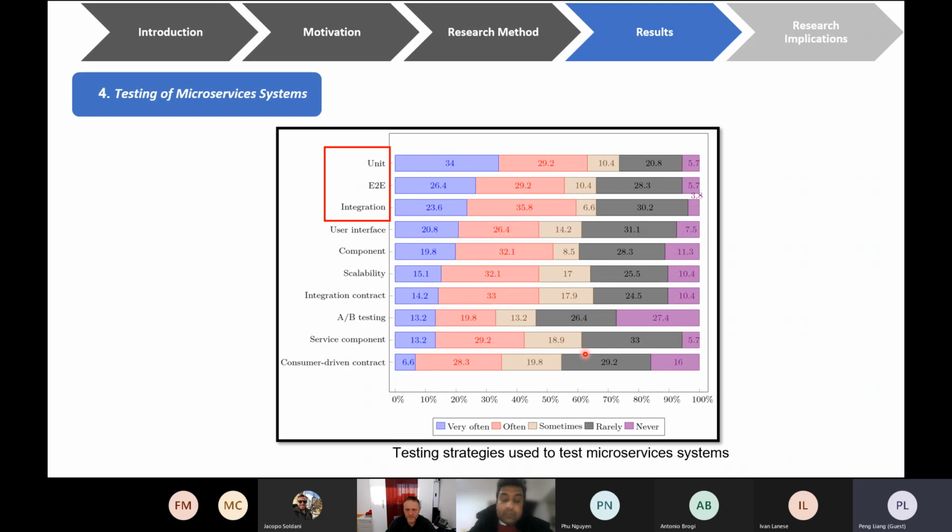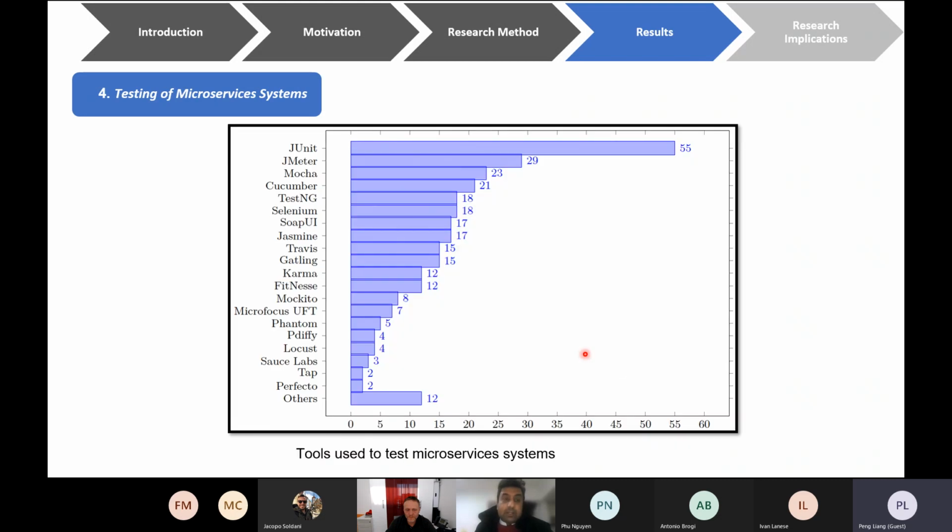The next question was regarding the testing tools. Again, we identified these tools and some other tools from the gray literature as well as from the systematic peer-reviewed literature. A large number of participants responded that they used JUnit, JMeter, and Mocha for testing their applications.